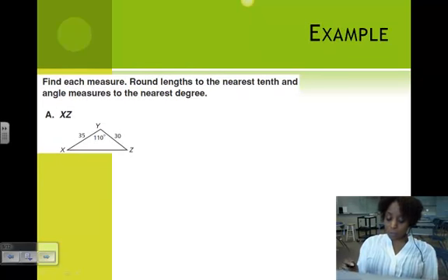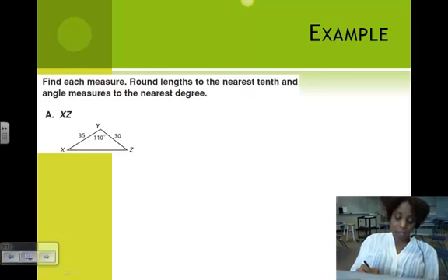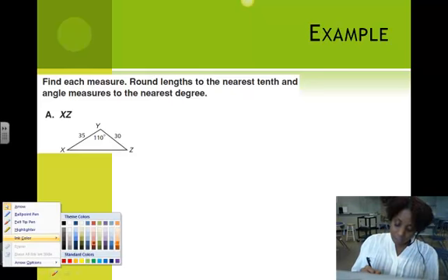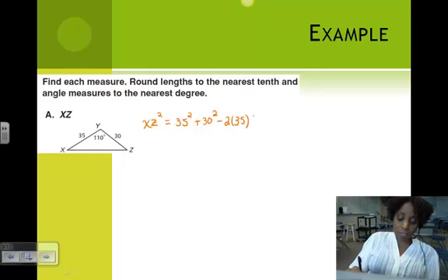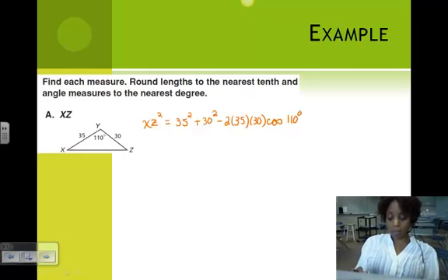Okay, so here for this one, we have a side-angle-side relationship. We know that angle Y is 110 degrees, and then we have two sides, and angle Y is included between the two sides. So we need to find XZ. So if I were to write this out using law of cosines, I would write XZ squared is equal to 35 squared plus 30 squared, because those are the two sides we have, minus 2 times 35 times 30 times the cosine of 110 degrees. Okay, so we have everything we need to find XZ.